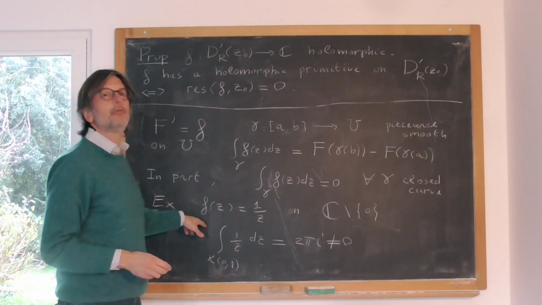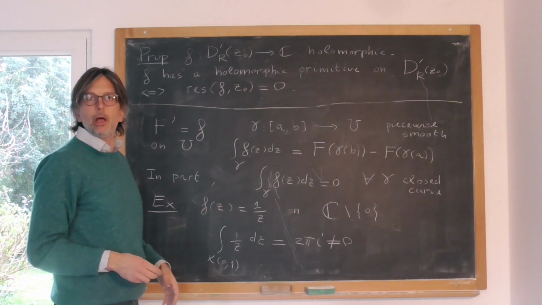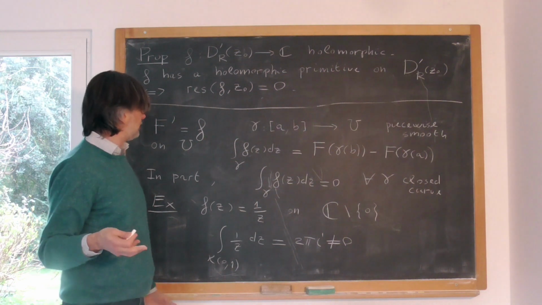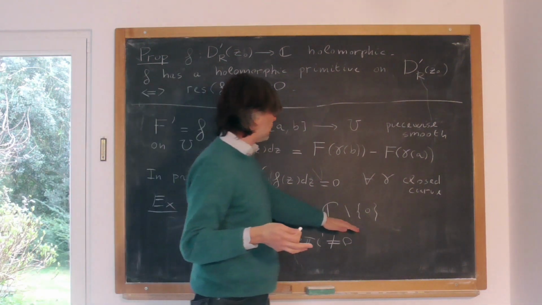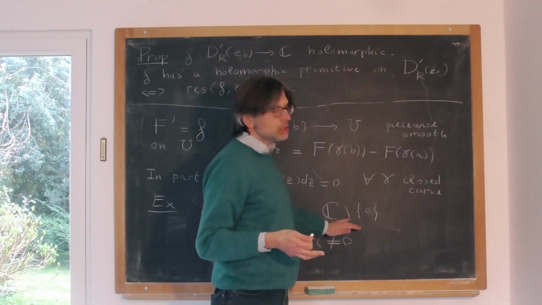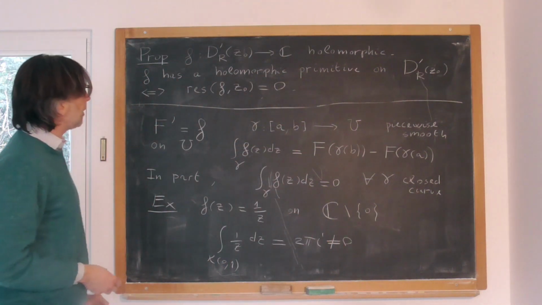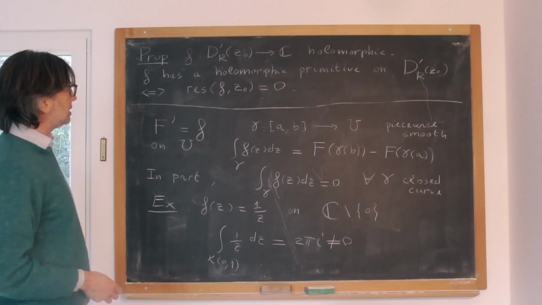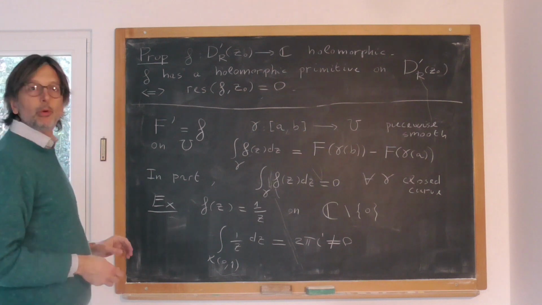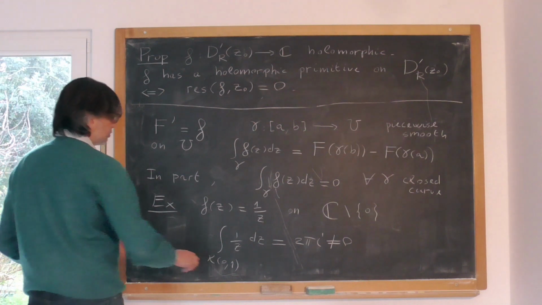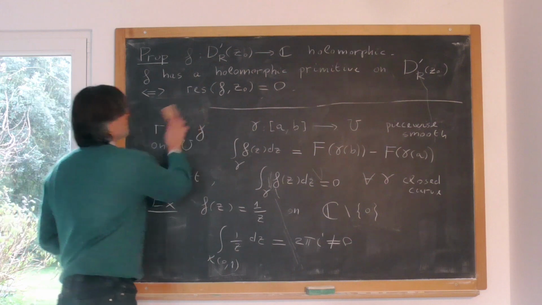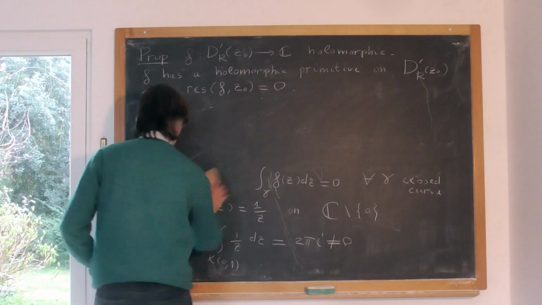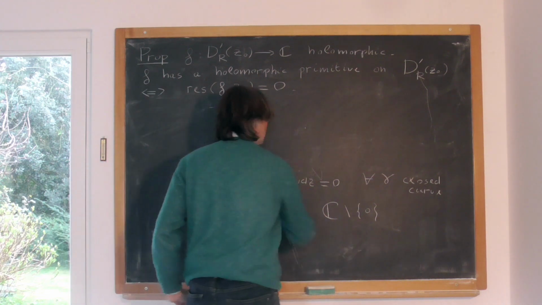So the function small f will have primitives locally. This is how you define the logarithm, the complex logarithm, but you cannot define the complex logarithm over the whole C minus the origin because of this fact. Okay, after recalling these known facts, we can now prove this proposition. So, proof.